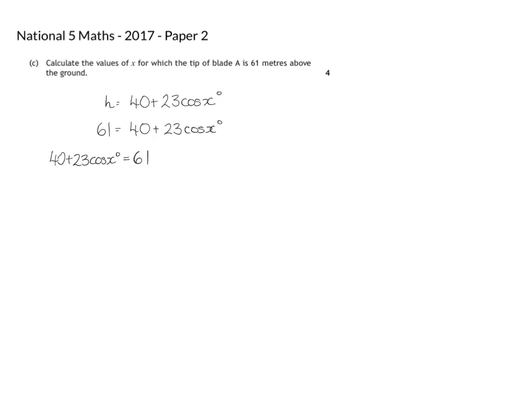Okay, then doing the same as if we were solving any basic equation, we have 40 on both sides that we don't want, so we're going to take that 40 away. So we get 23 cos x is equal to 21. And then we're going to divide both sides by 23 because we don't want our 23 there. So we get cos x degrees is equal to 21 over 23.